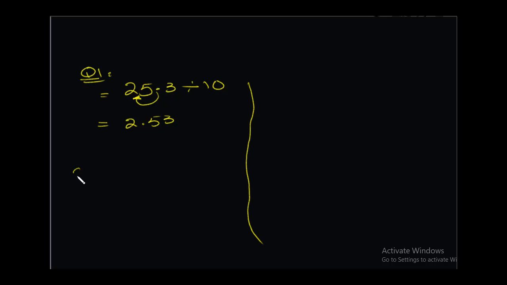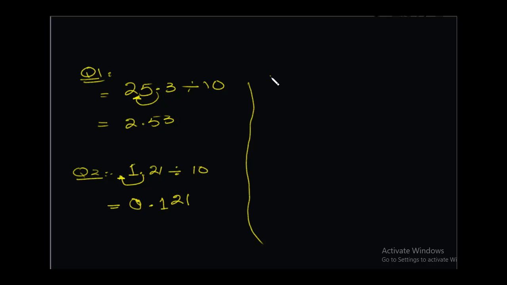Let me take another example, question number 2. Question number 2 is 1.21 divided by 10. As per the rule, the point will move one step from right to left. So the point is moving out from this number, and the answer is 0.121. To complete the number, we write a 0 before the decimal point for beautification.